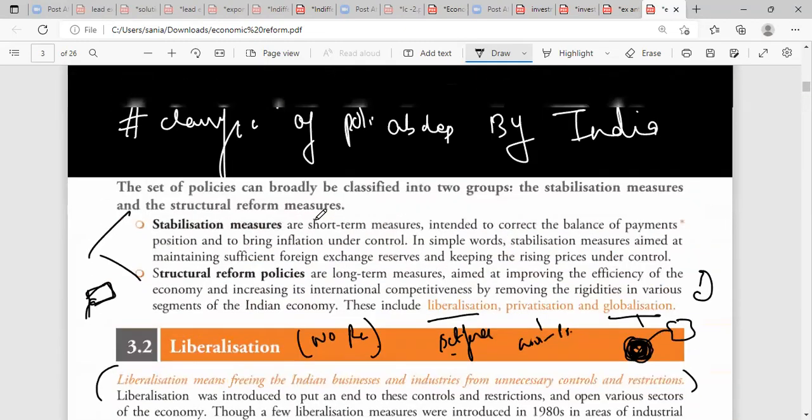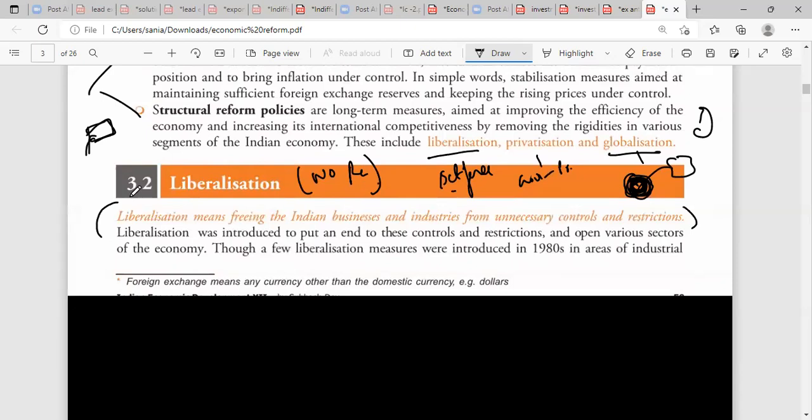Yes. So first of all, what you will write? You will write hashtag liberalization. Then you will write liberalization means freeing the Indian business and industry from unnecessary control and restriction. Okay? And then you will write and open various sectors of the economy. Last one. Over.